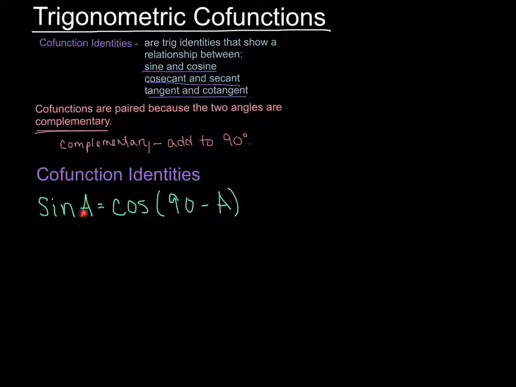Because if I have an angle of A, whatever that value might be, the angle for cosine has to be 90 minus A, because if I took those two values, they would have to add up to 90. So that's why I have 90 minus A over here. And I could do the reverse of that. I could do cosine of some angle, we'll say B, is equal to the sine of 90 minus the angle B.